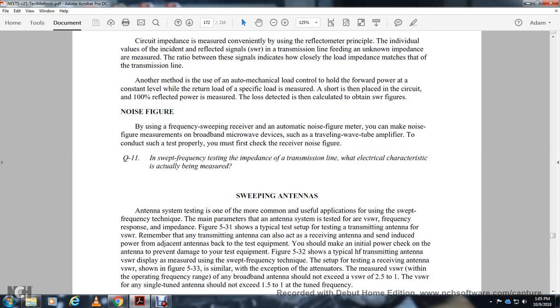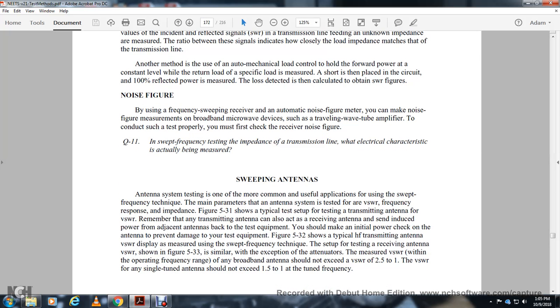Sweeping antenna system testing. One more common, useful application for the sweeping technique is measuring the parameters of the antenna system tested for the voltage standing wave ratio and the frequency response of the impedance. Figure 5-31 shows the typical test setup for testing the transmitting antenna voltage standing wave ratio. The transmitting antenna can also act as a receiving antenna, sending and inducing power from adjacent antennas back to the test equipment.